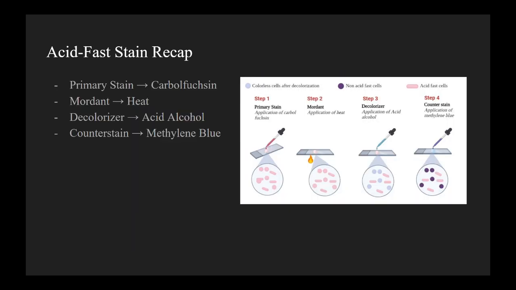So recap: primary stain, carbolfuchsin, red. The mordant, we use heat instead of iodine. Decolorizer, acid alcohol. And here we specifically have to use acid alcohol because this is the strongest decolorizer, and this carbolfuchsin dye is very strong, so we need a strong decolorizer to take it out of the cells. Then finally our counterstain, methylene blue, which is blue.